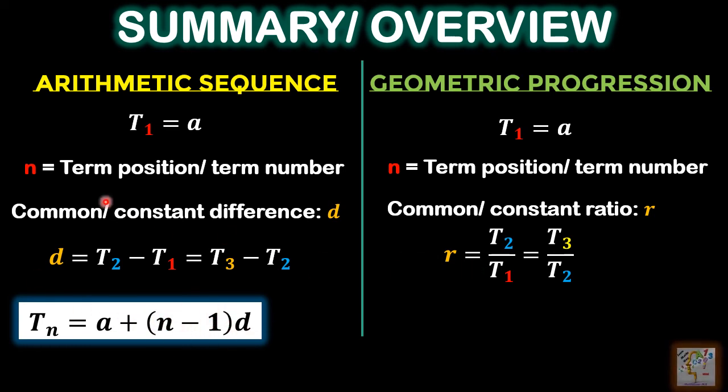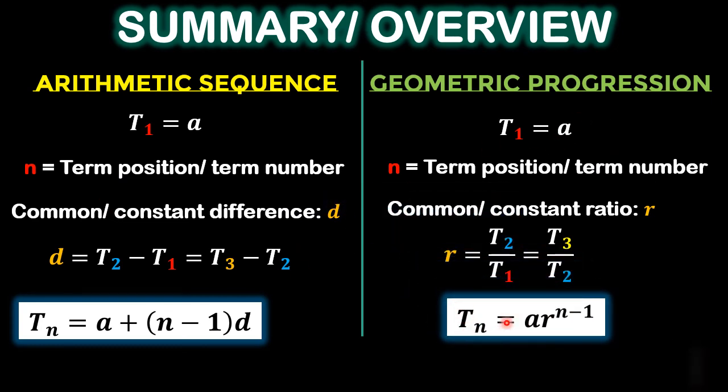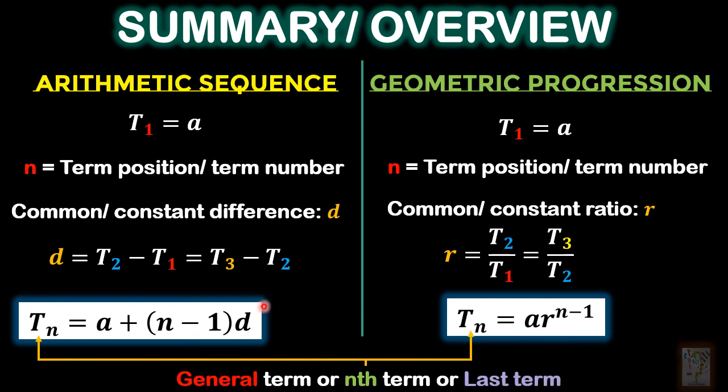Then in geometric progression, you will have Tn is equal to A r exponent (n minus 1). And be careful here. The n minus 1 is one term, and it is the exponent for the base r. Now, in both cases, the Tn that you see here represents the general term, or the nth term, or the last term.